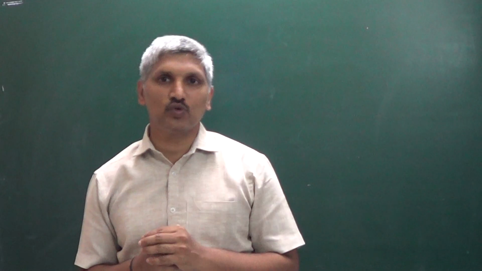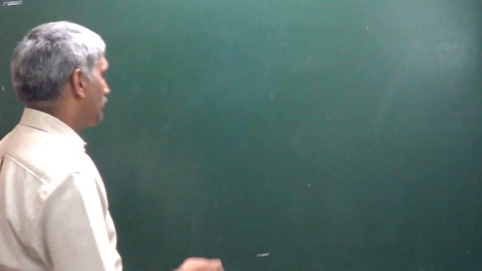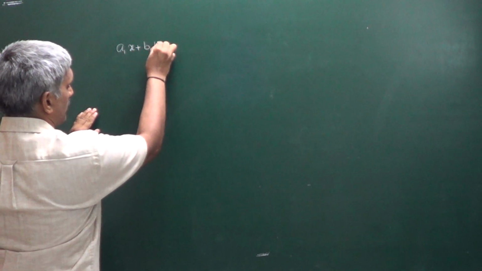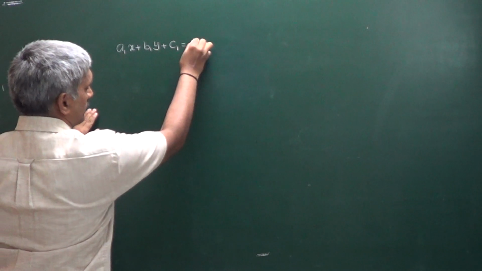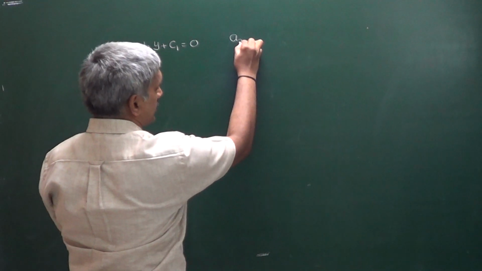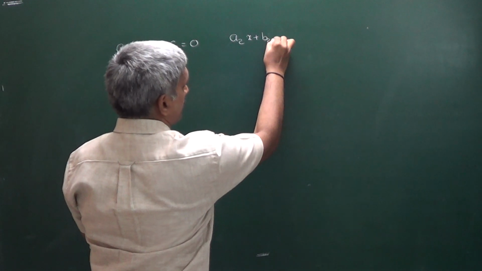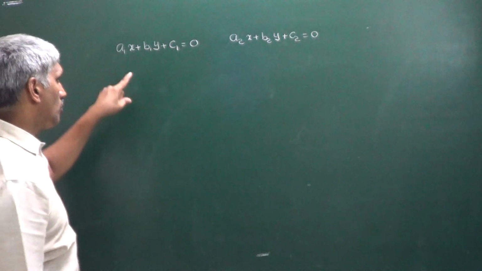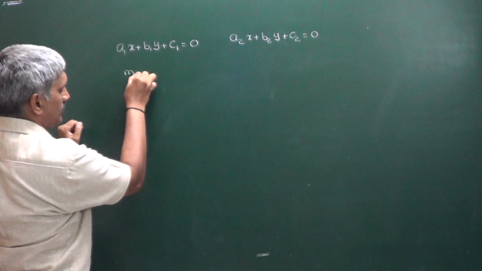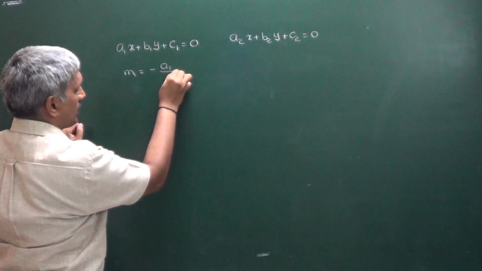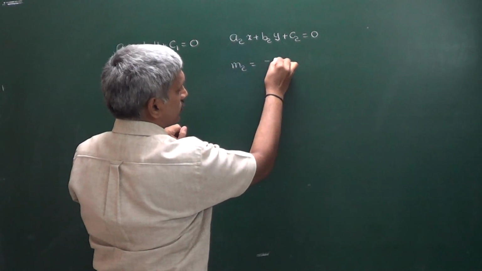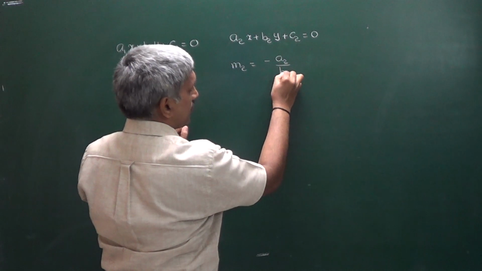Hi dear students, this class we are going to find out the angle between two lines in a different way. Observe here, one line equation is given as a1x plus b1y plus c1 is equal to 0. Another line equation is a2x plus b2y plus c2 is equal to 0. Slope of this line, say m1, is equal to minus a1 by b1. Slope of this line is m2, that is equal to minus a2 by b2.